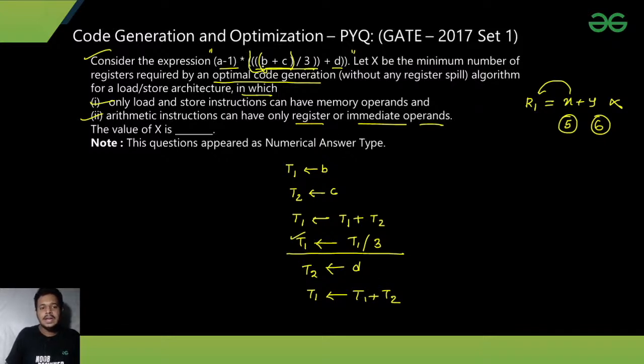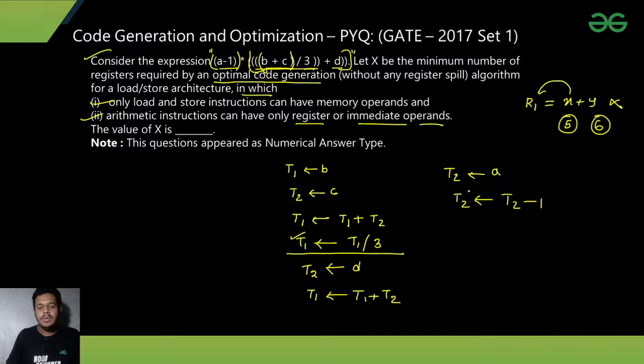So it means that this part is already completed. Now what is next? The next is A minus 1. So let's take T2 itself, where we can assign the variable A. Now with T2, we can do this operation because 1 is a constant, an immediate operand. So this is fine.